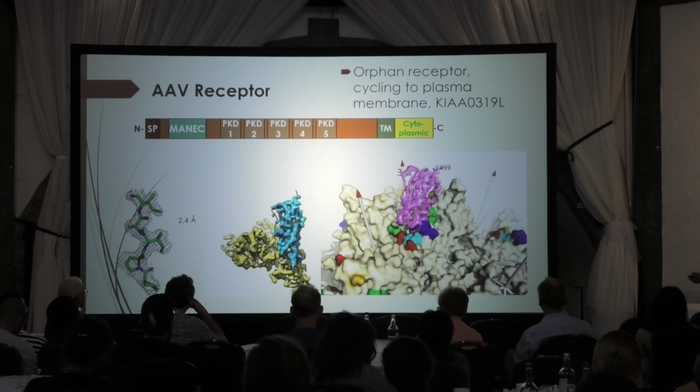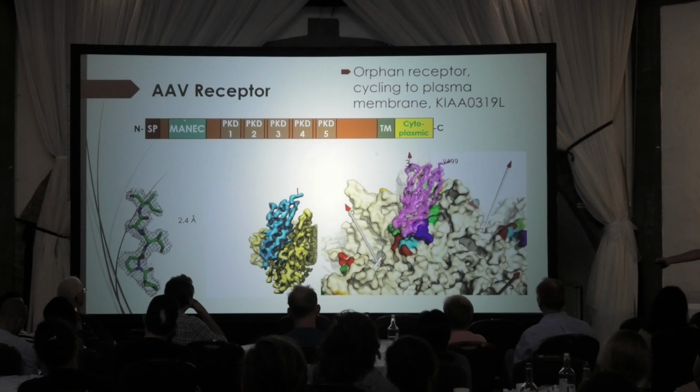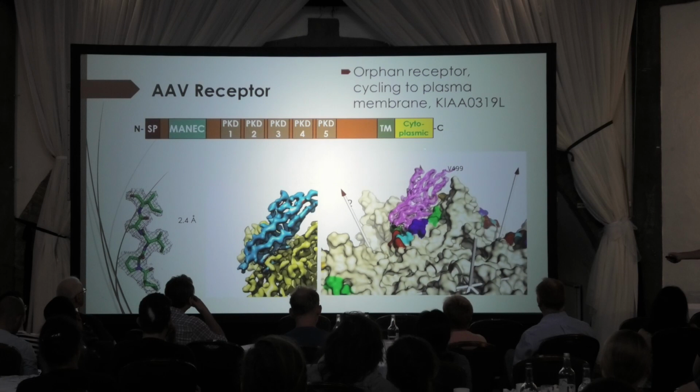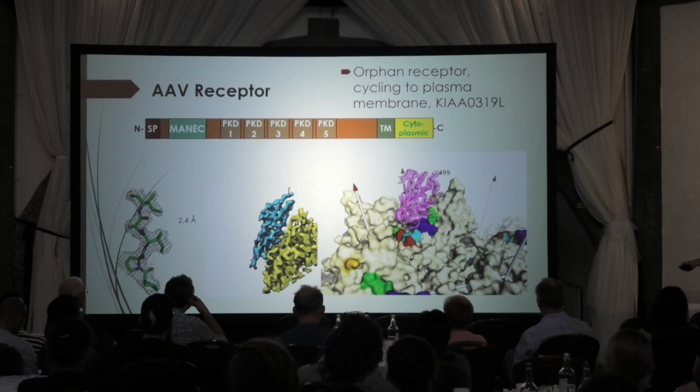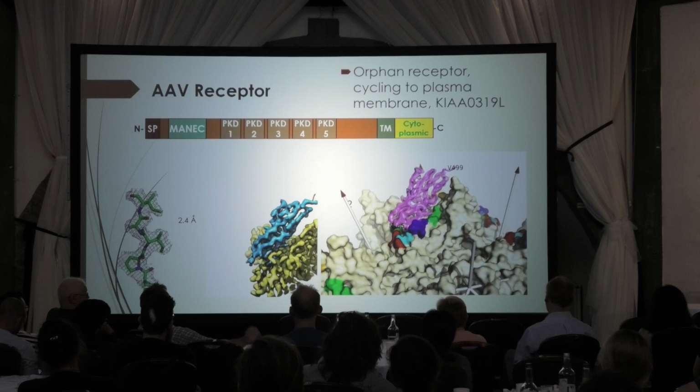This was where we were at the time, and we had just solved the structure. The highest resolution structure that we obtained was with two domains out of the extracellular part of the receptor, PKD1 and PKD2. And we got to see, on the outside of AAV2, the PKD2 domain at about 2.5 angstrom resolution. So this is where we were at that point.